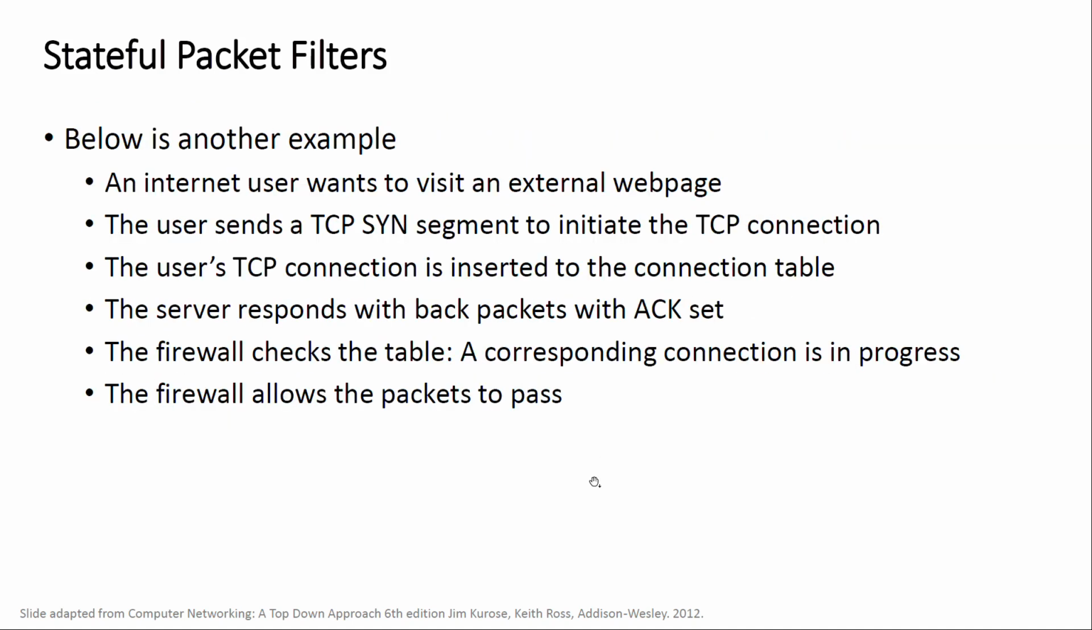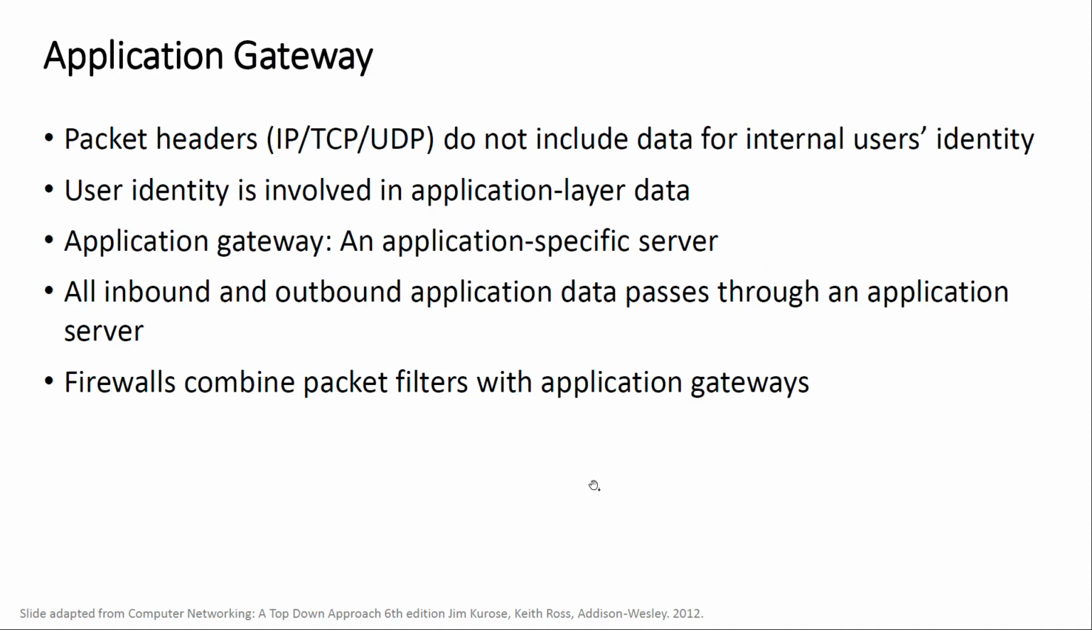Below is another example. An internet user wants to visit an external web page. The user sends a TCP SYN segment to initiate the TCP connection. The user's TCP connection is inserted into the connection table. The server responds with packets with ACK set. The firewall checks the table. A corresponding connection is in progress, so the firewall allows the packets to pass.